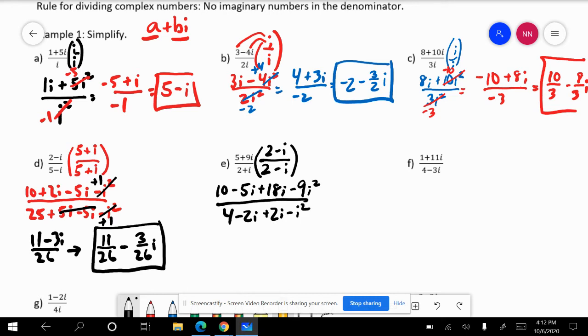Once again, two things you should notice. The i squareds are negative 1, so that becomes a positive 9. This becomes a positive 1. And the middle terms cancel, so we have a real number in the denominator. No more imaginary number. We add the like terms. That gives us 19. And when we add the i's, what we get is 13i. So I'm going to write it in standard form, 19 over 5 plus 13 over 5i.